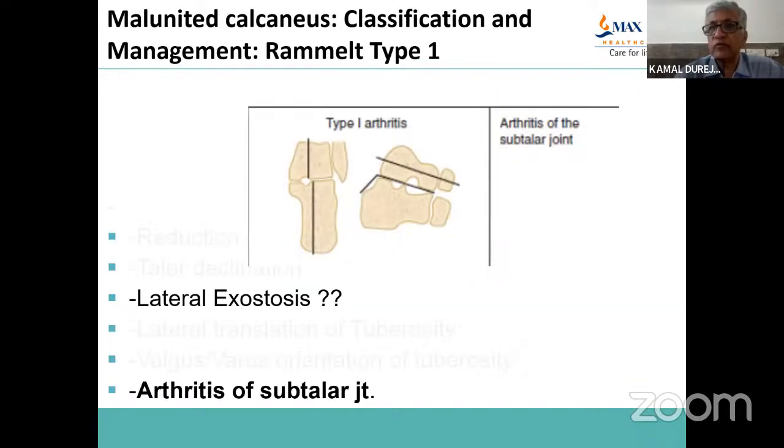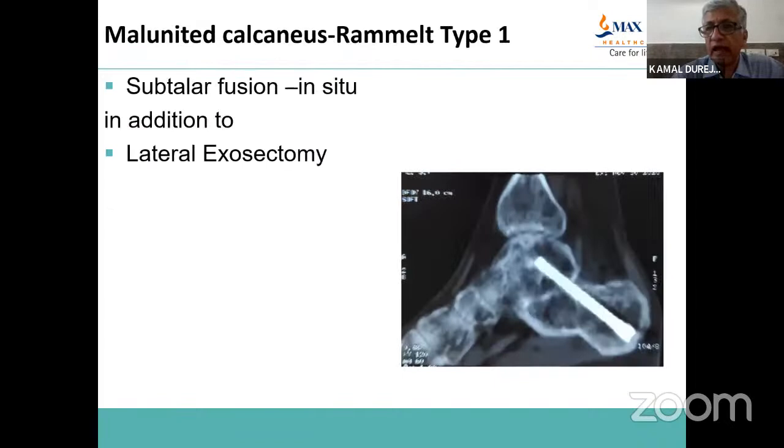Next coming to type 1. In addition to lateral exostosis, or independent of lateral exostosis, there is arthritis of the subtalar joint. Mind you, just arthritis. There is no reduction of height. There is no change in the tuberosity orientation, just arthritis. So these are the patients who can undergo an in situ fusion, and lateral exostectomy if the lateral exostosis is also present. So this is type 1.